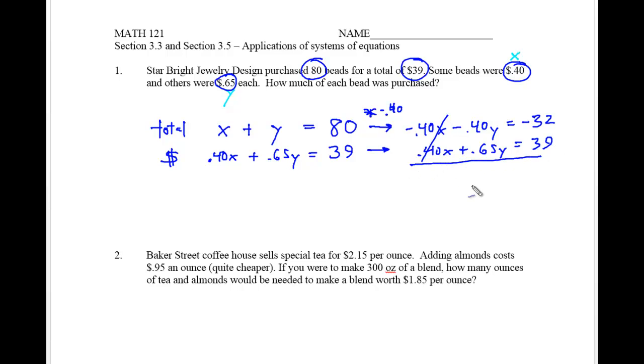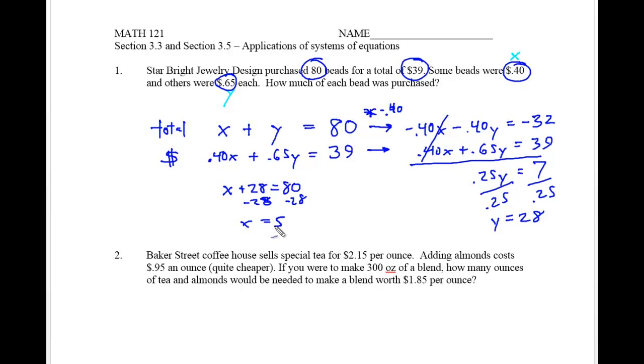If I add these up, the x terms simplify to 0. This makes 25 cents y, and this is going to make a total of 7. Dividing both sides by a quarter, or 25 hundredths, y is going to be equal to 28. So this means out of the 80 beads, 28 of them were the y bead. To figure out my x quantity of beads, I would simply take my 28 and plug it into my top equation to figure out how many x's were left. And I would subtract 28 from both sides, and x is going to be equal to 52.